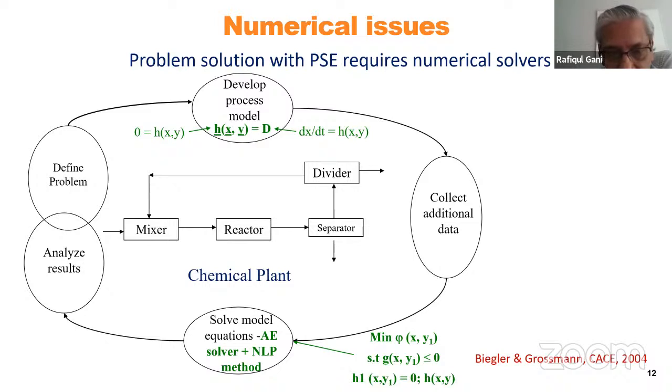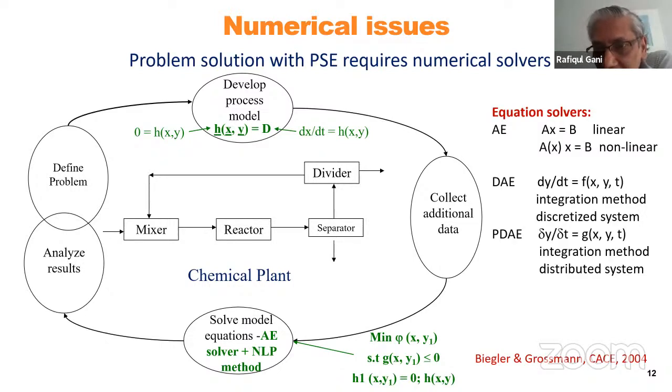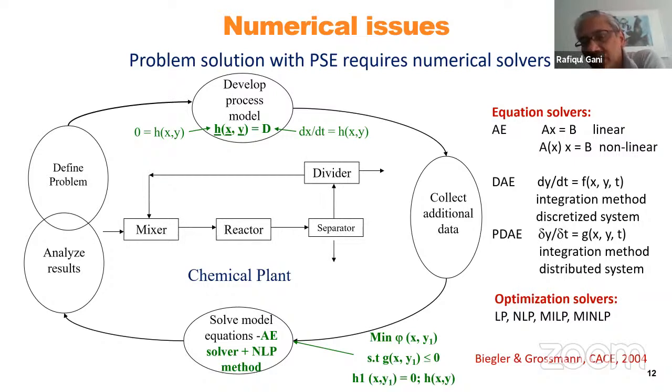But when it comes to solution of the model, there can be not just solving the model equations, but also optimization in terms of design, or in terms of minimization of cost or maximization of profit. So we need various types of solvers that need to be connected, from equation solving: algebraic equations, differential algebraic equations, partial differential equation solvers, and optimization: linear programming, nonlinear programming, mixed integer linear programming, and mixed integer nonlinear programming. If we have all of these, then we have a complete set of tools through which we can study a wide range of problems.